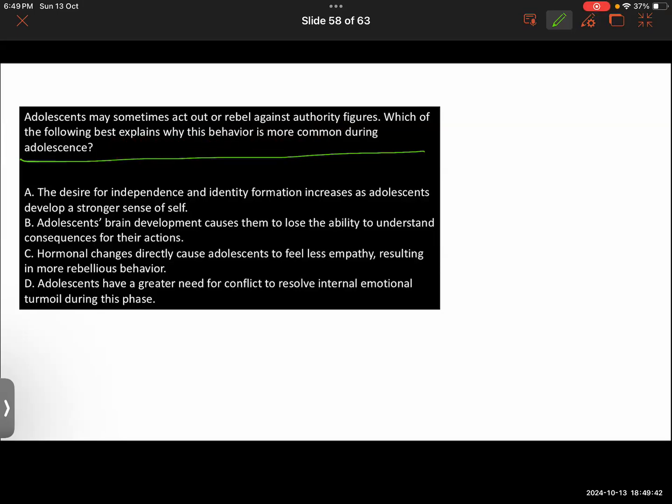So many times the teenagers would be rebelling against authority figures, like sometimes the parents, sometimes the teachers, or sometimes against the person who holds some power and authority. So this kind of action is because of which reason? Is it because the desire for independence and identity formation is increasing while they are in their adolescent age? Read the options and think of which one is more appropriate.